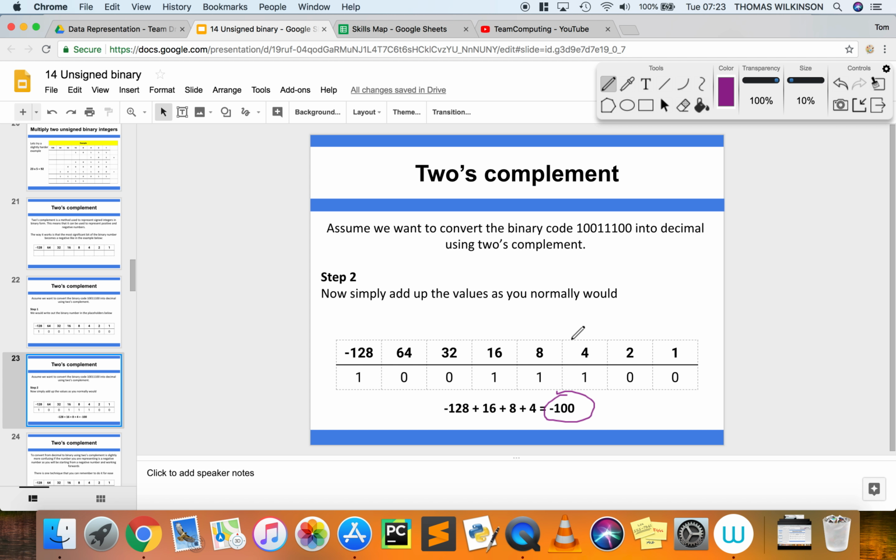Bearing in mind that when you do this, it's really very important that you remember that if it's in an exam question, if it refers to a signed value at the start, you're always looking for that 1 or 0. If it says it's unsigned, then you can just presume it's a positive number.